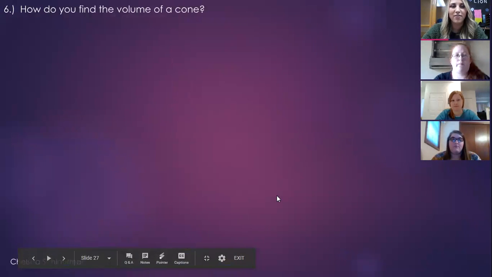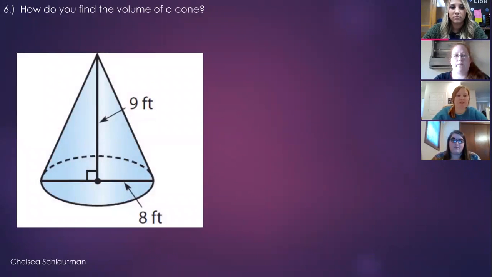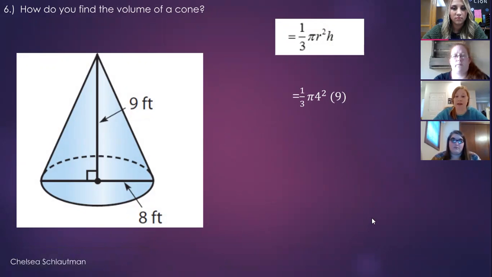Hey, Chelsea, how do you find the volume of a cone? All right, so let's look at the picture that we're given here, and we see that the height of the cone is 9 feet, and the diameter across the circle is 8 feet. So the formula that we use to find the volume is 1/3 times pi r squared times the height. So if we plug in the given numbers, we're going to have 1/3 pi times 4 squared times 9, because our radius is going to equal 4 feet. It is half of our 8-foot diameter.